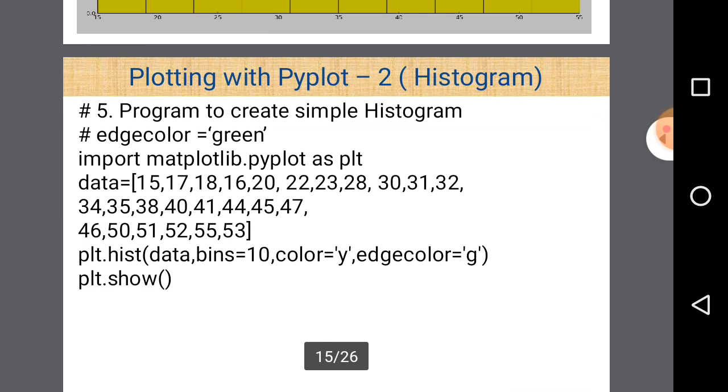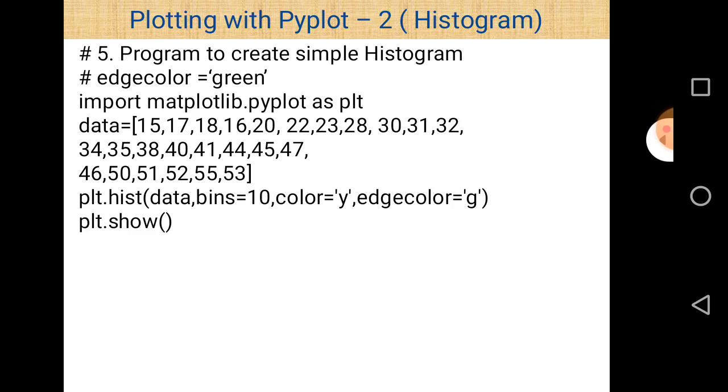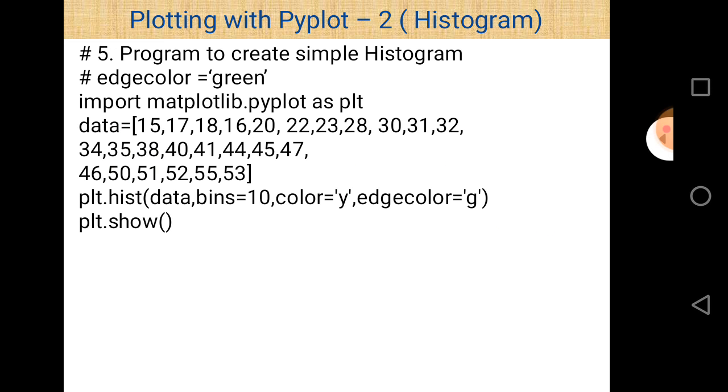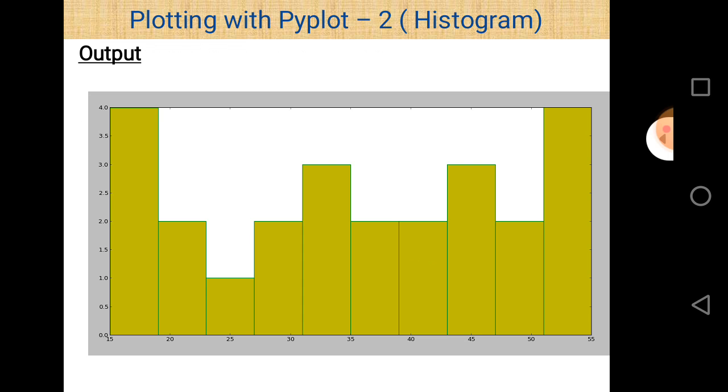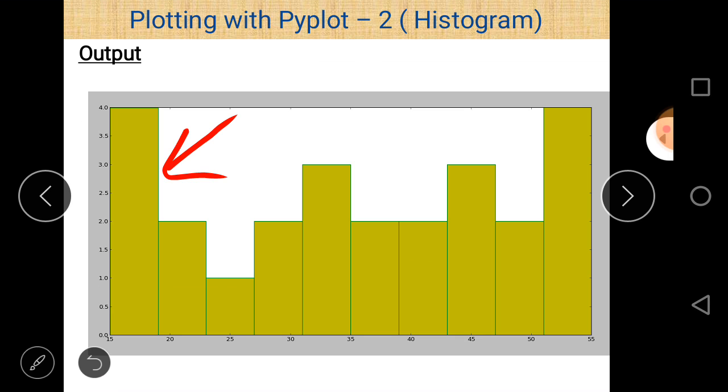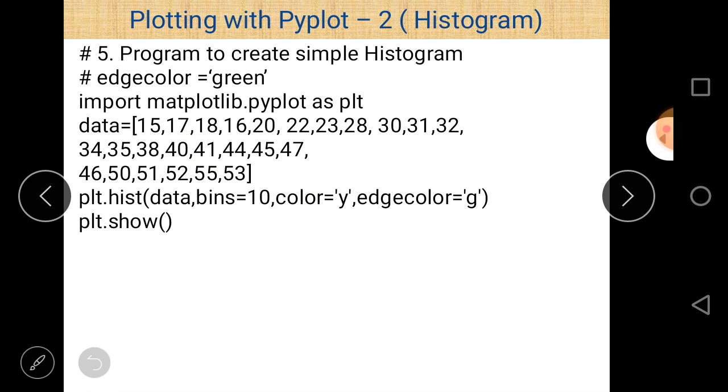So after the execution of this program we can easily see that the edge color is green. By default it is black, but when you define edgecolor is equal to the name of some color, in this case the color name is G. Actually it is an assignment operator, so the value of edgecolor is green in this program.